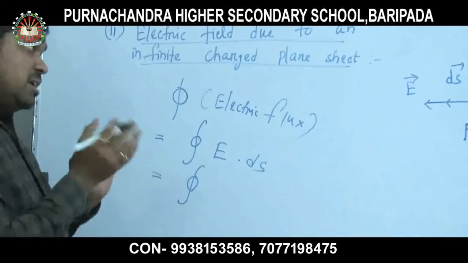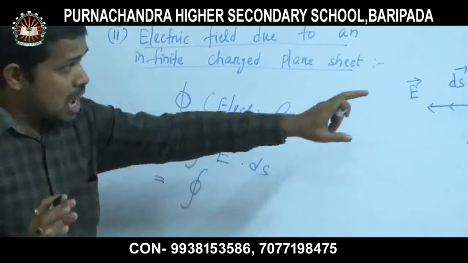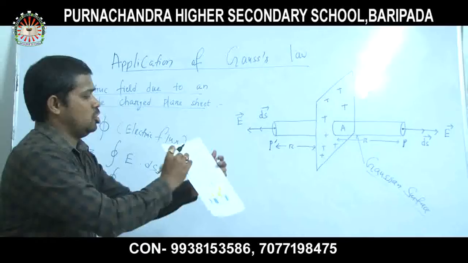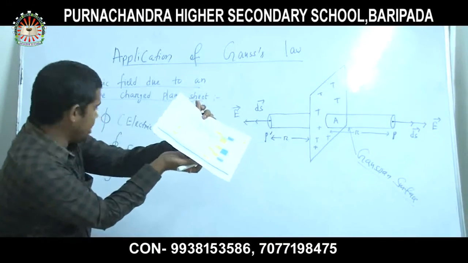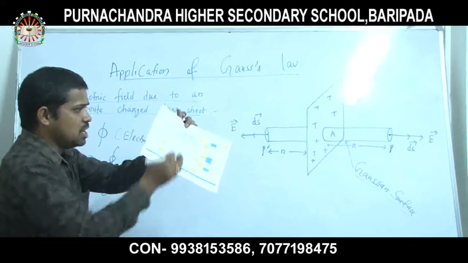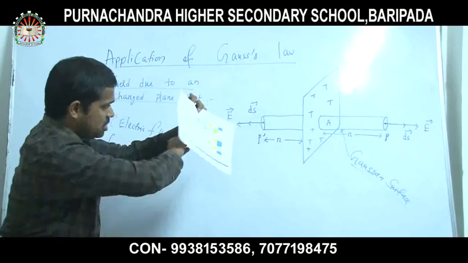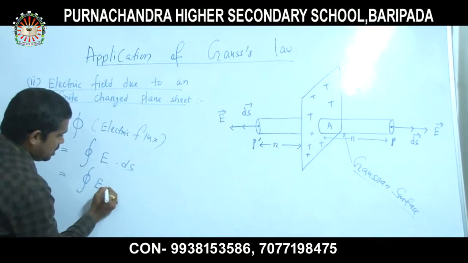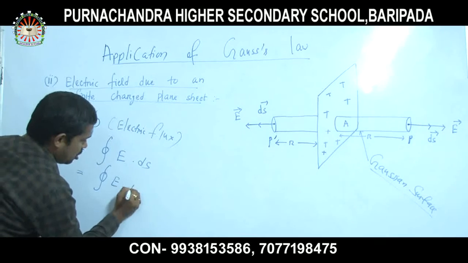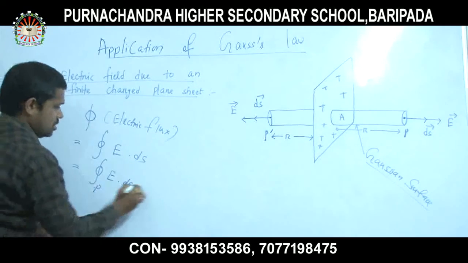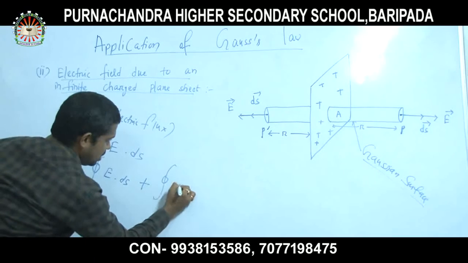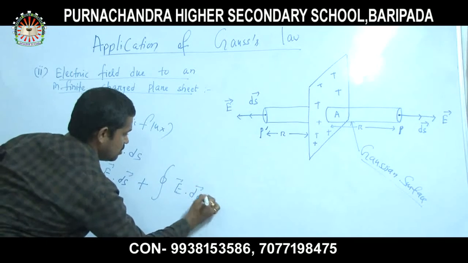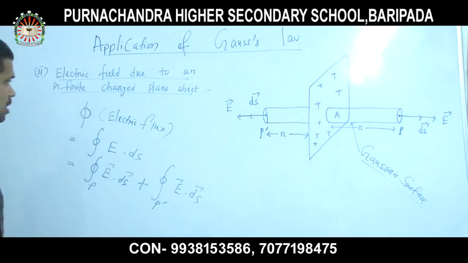Now here I have to split these two. Why? Remember, because again I will repeat, this seat is having top surface and bottom surface. For this surface I will take P, and for this surface I will take P dash. So now this is E dot ds for P plus E dot ds for P dash. These are the vector quantities. Very simple. So that implies.